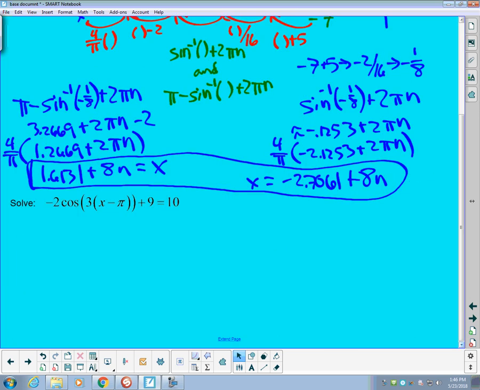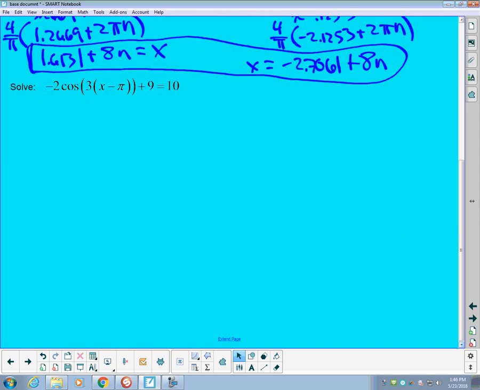I will point out that this has modified the period of this to show us the period of this function is now 8. That's what the adjustment is on the end there. Okay. So let's do another one.